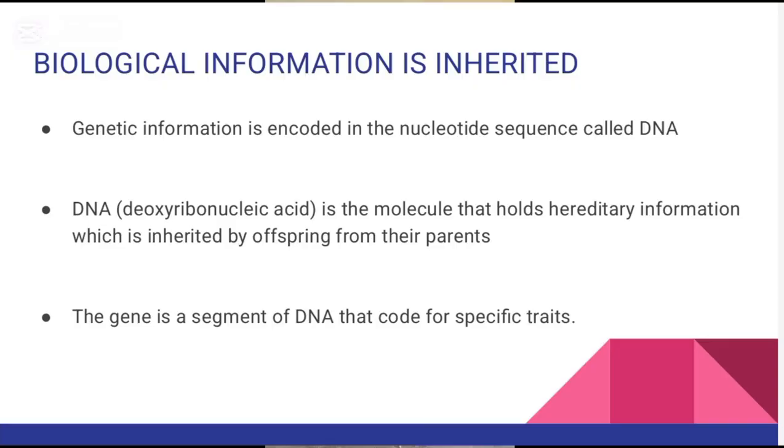We're also going to talk about how biological information is inherited. This is another concept in biology. The genetic information is encoded in the nucleotide sequence called DNA, which is deoxyribonucleic acid. DNA is the molecule that holds hereditary information, which is inherited by offspring from their parents. A gene is a segment of DNA that codes for specific traits.